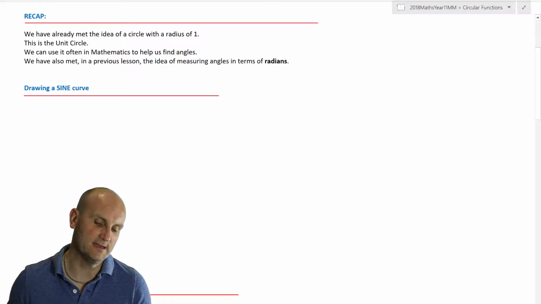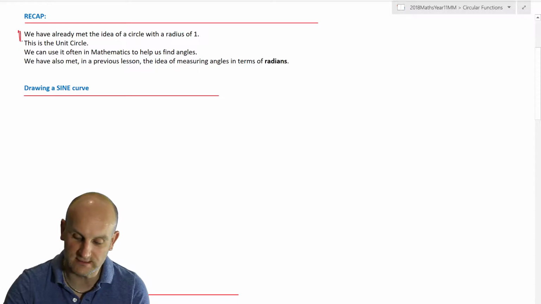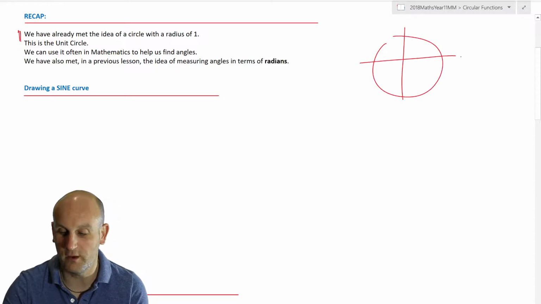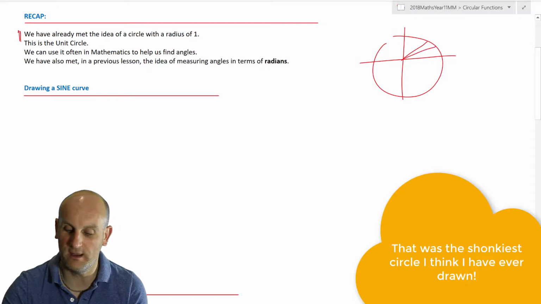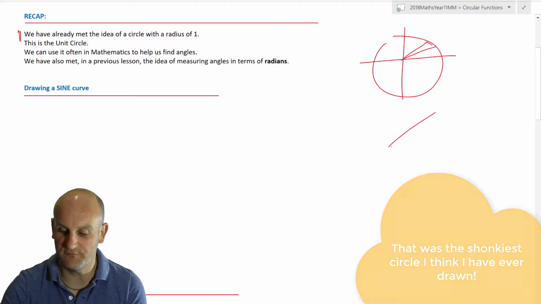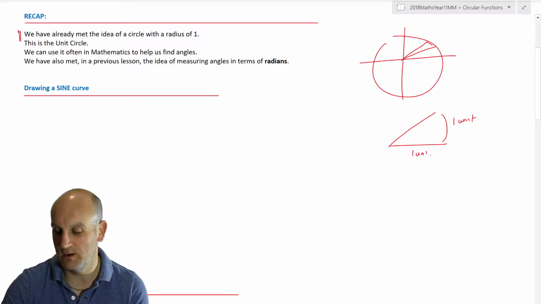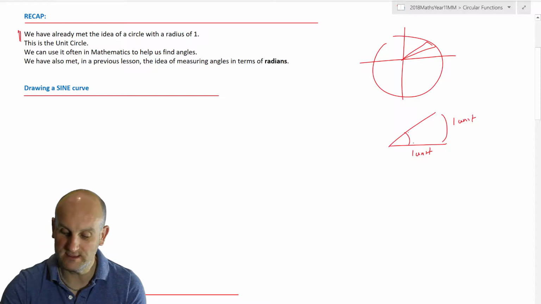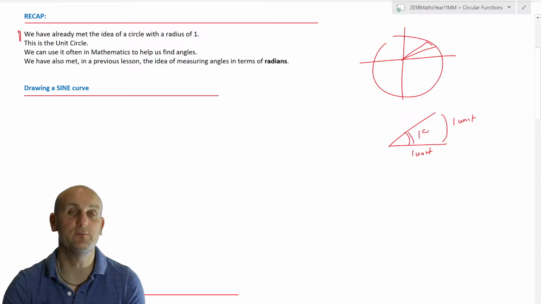Right, we have already met the idea of a circle with radius 1, which we call the unit circle. In the previous video, I drew a circle and said that if we wanted to define a radian, we wanted that to be 1 unit around the circumference, and we wanted the radius to be 1 unit. And when they are true, this angle here is 1 radian. And this all comes from the unit circle.